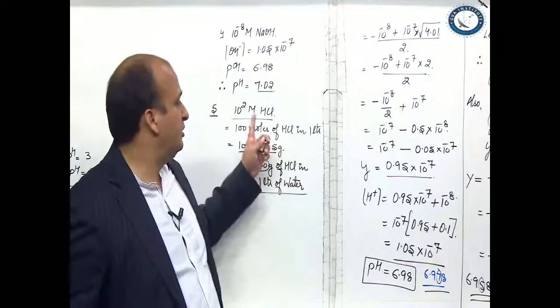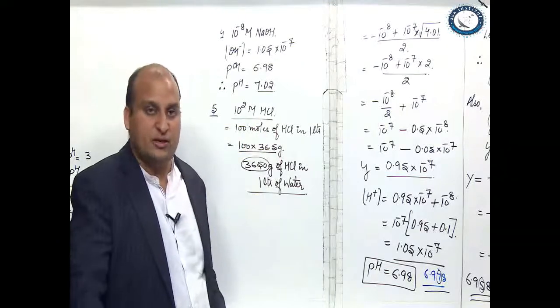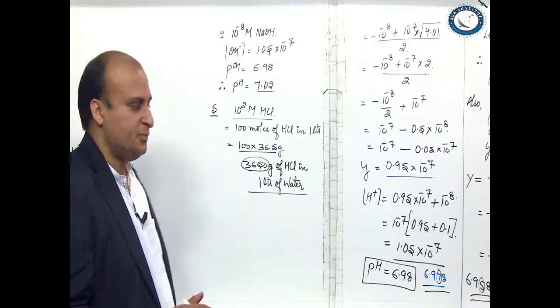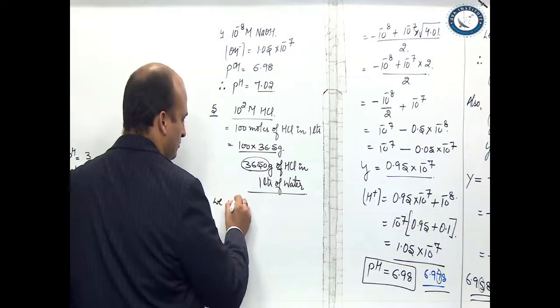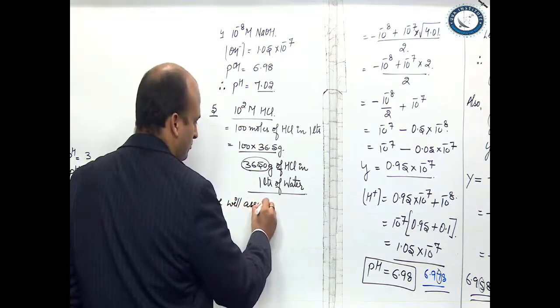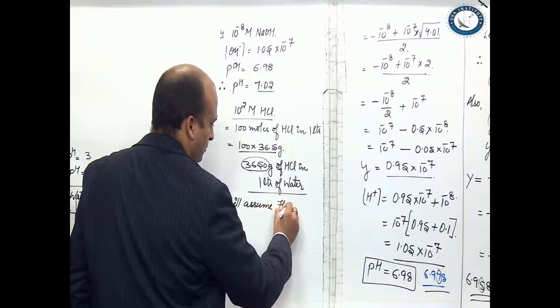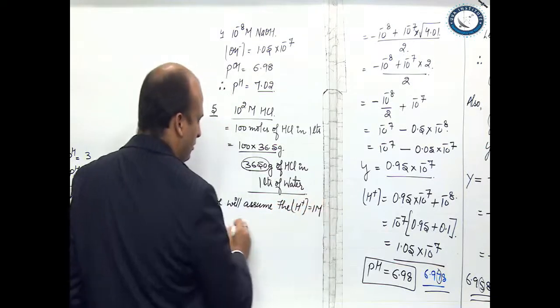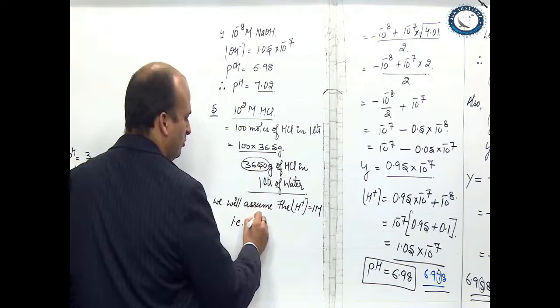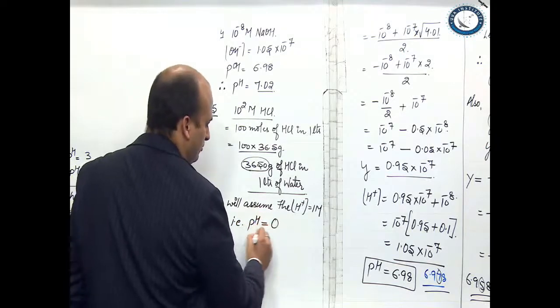So for all such solutions which are having such higher concentration, we will assume the H plus to be 1 molar. That is, we will assume the pH to be equal to 0.